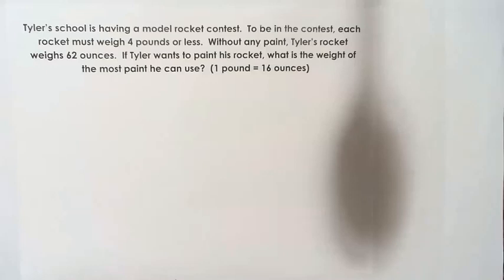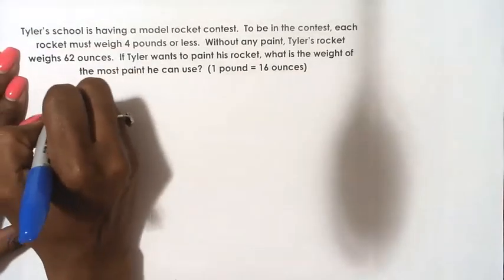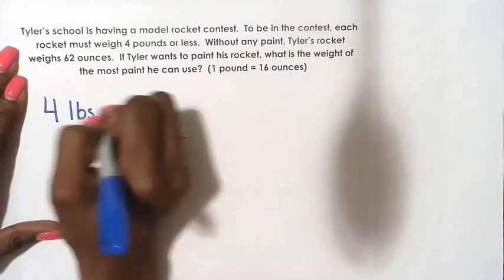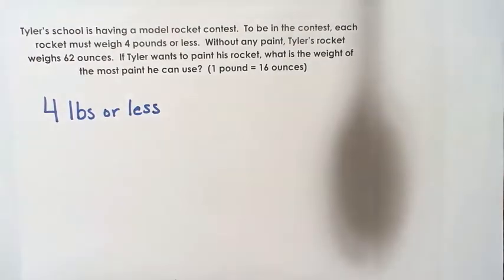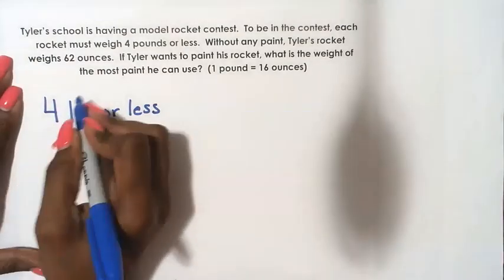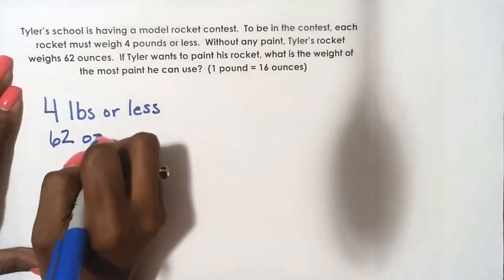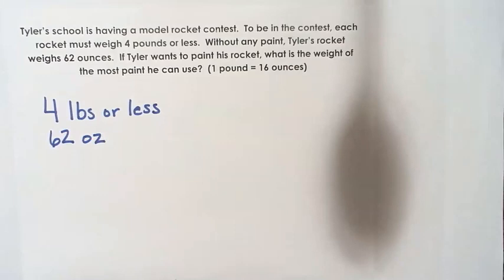Again, I need to make sense of what's going on in the situation. I know that Tyler's school is having a rocket contest. And I know in order to be in that contest, the maximum weight of each rocket must be 4 pounds or less. I also know the weight of Tyler's rocket. Tyler's rocket is 62 ounces. Now, what I don't know is the weight of the most paint that he could use in order to compete in the contest.